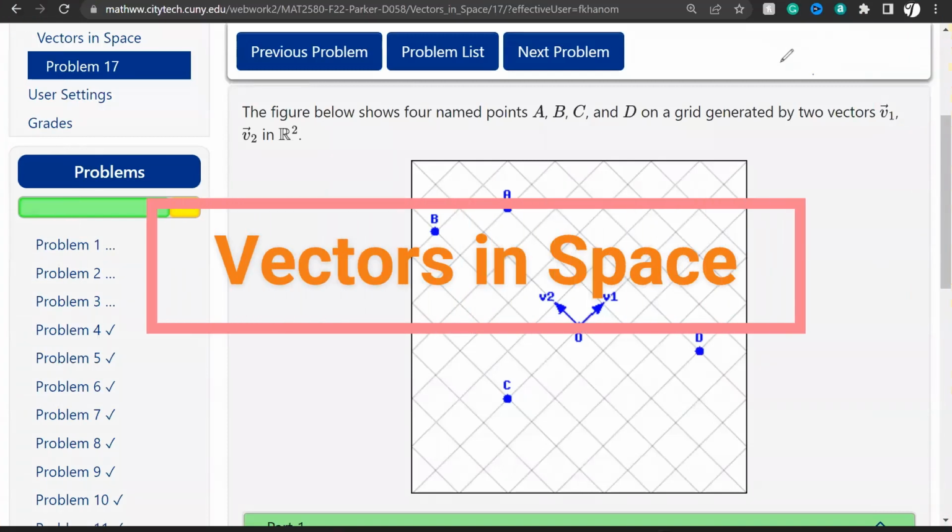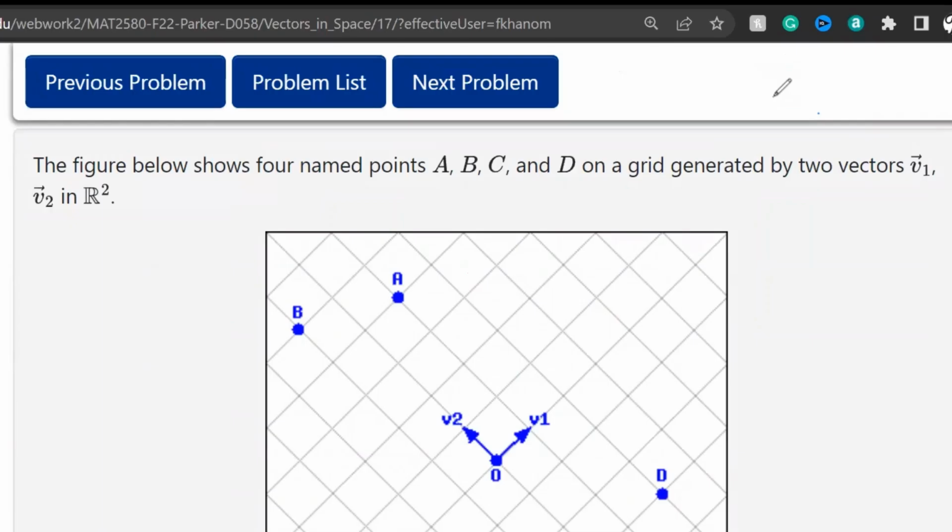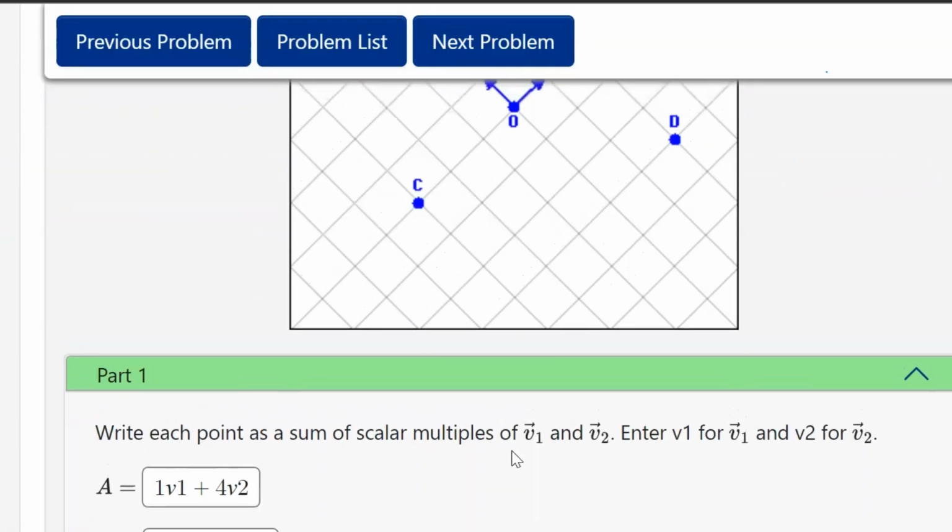Today in this problem, I'm going to show you how to solve this. The question asks: the figure below shows four named points A, B, C, D on a grid generated by two vectors V1, V2 in R squared. Part one asks: write each point as a sum of scalar multiples of V1 and V2. Enter V1 for V1 and V2 for V2.